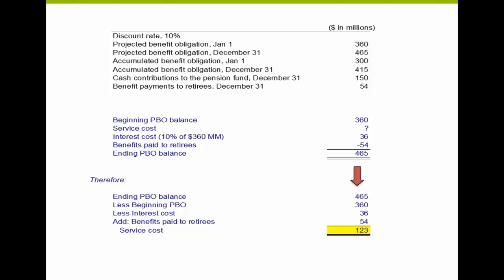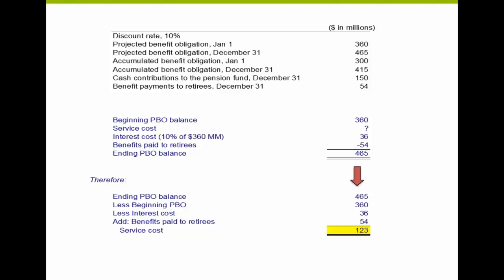We have the beginning of $360 million. What we're attempting to calculate is our service cost. The interest cost is 10% of the $360 million, which is $36 million. Benefits paid is $54 million, and the ending PBO is $465 million. What we're seeing here, when we rearrange the numbers, is that the service cost is $123 million.